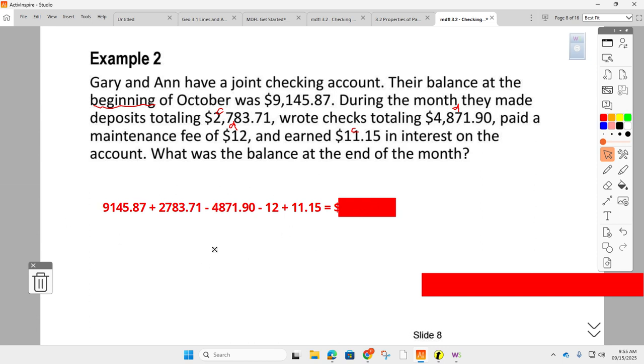So make sure you're showing work for your own problem. The balance at the end of October, after this deposit, yes, at the end of October, on their statement, is $7,056.83. Once you get it written, read the next example.